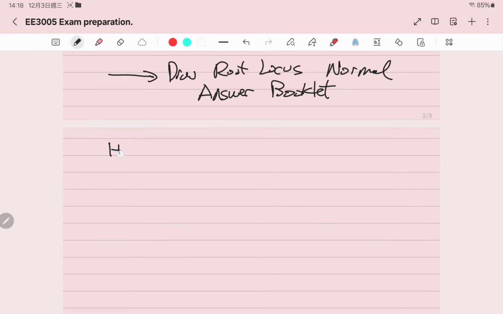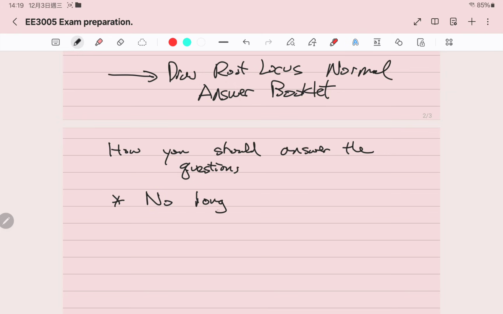So the next thing is how you should answer the questions. Now I give you a few hints. The first one is no long essay. The second one is points form. If you want to highlight, you may highlight keywords.